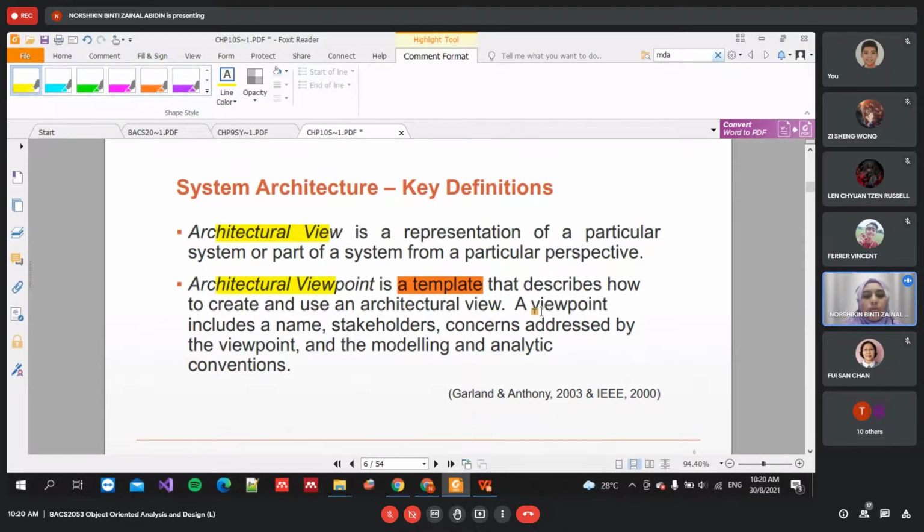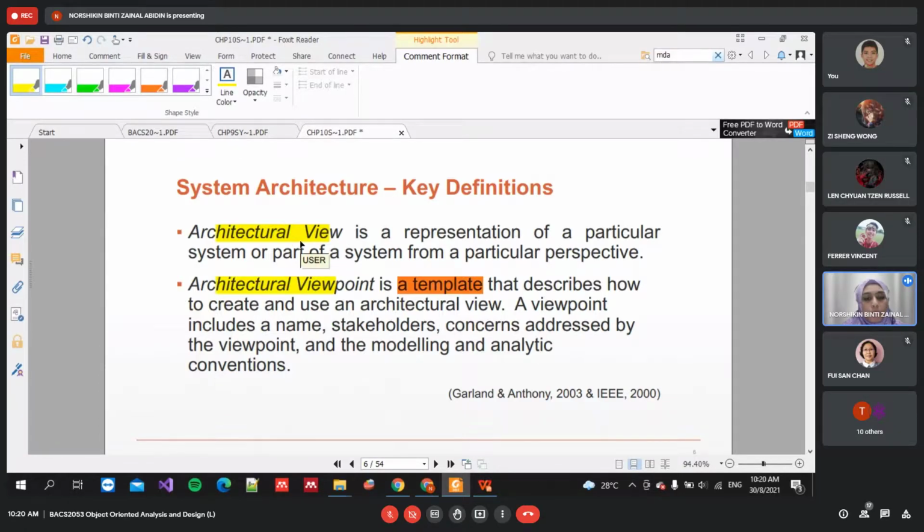Okay, how the user sees the security attribute of that system. So a particular part of a system from a particular perspective. That means a specific part or specific attribute from a specific perspective. It can be, for example, a student. Okay, that one is architectural view.